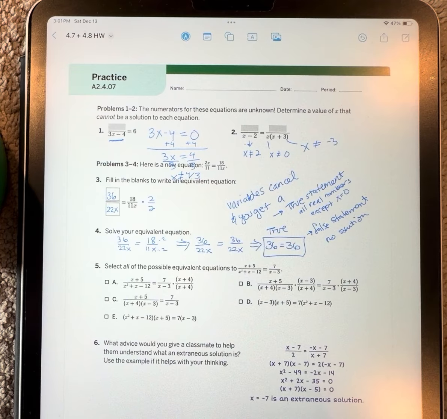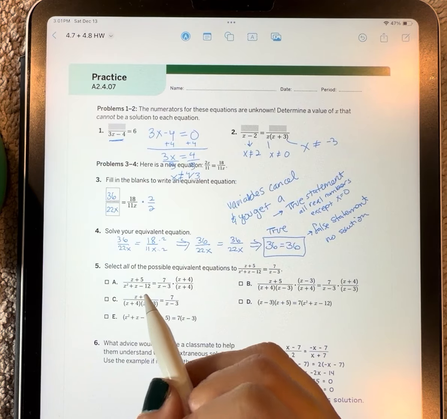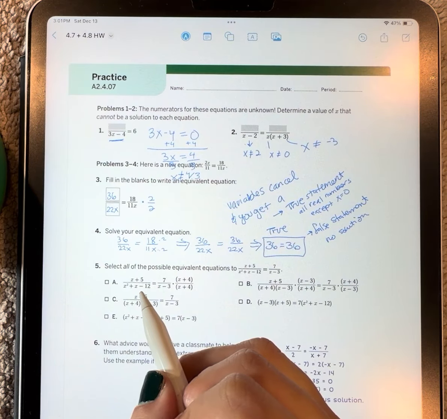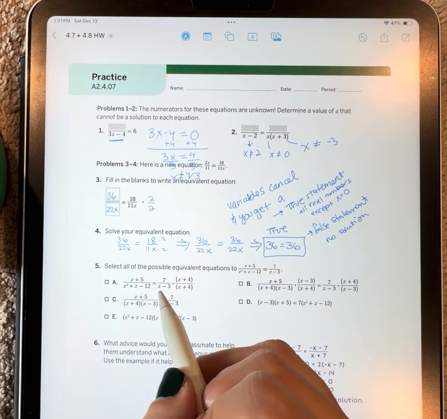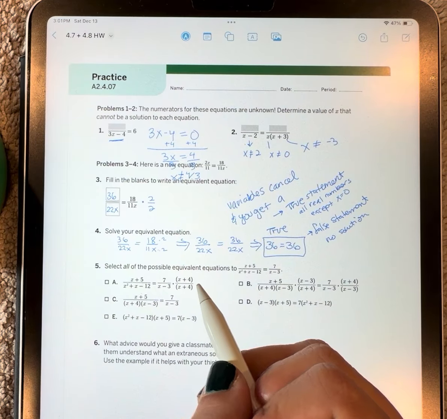Okay, select all the possible equivalent equations to that. Okay. So this one has the x plus 5 and this on the bottom. On the right side, that and that. And then they've multiplied the top and the bottom by the same thing. So this one's okay.